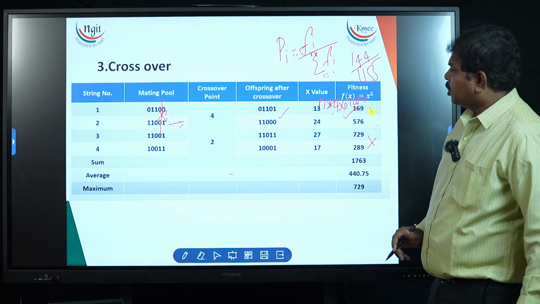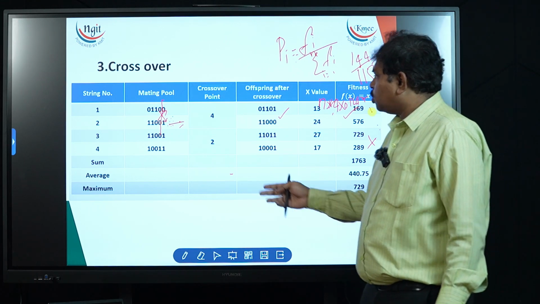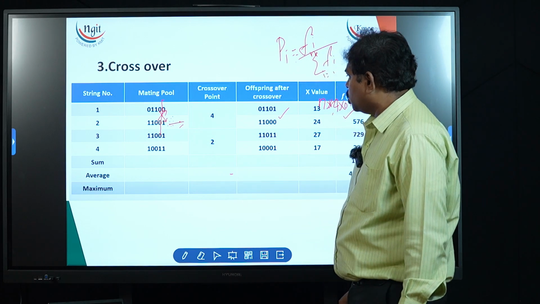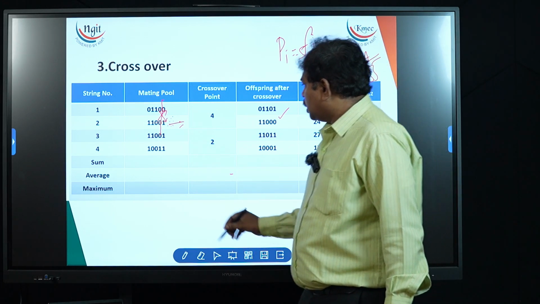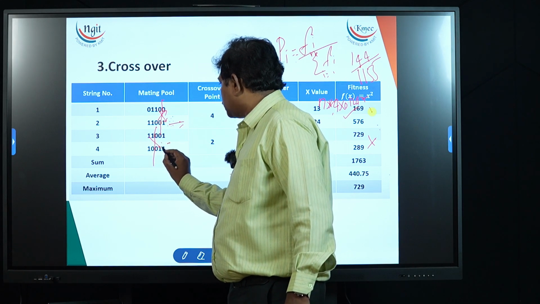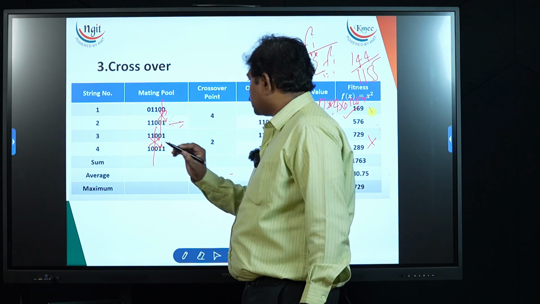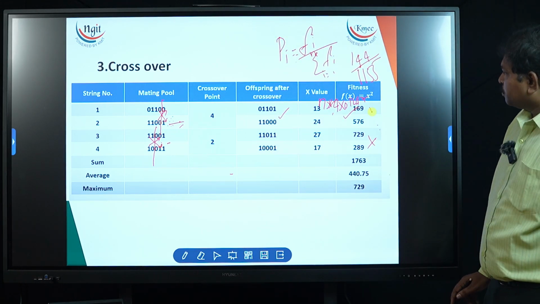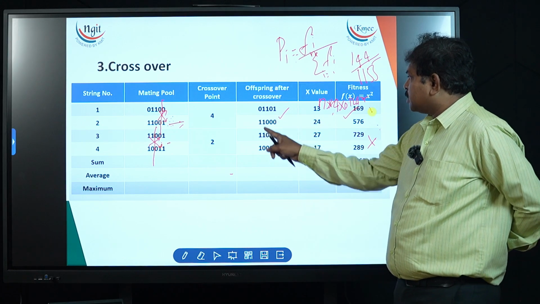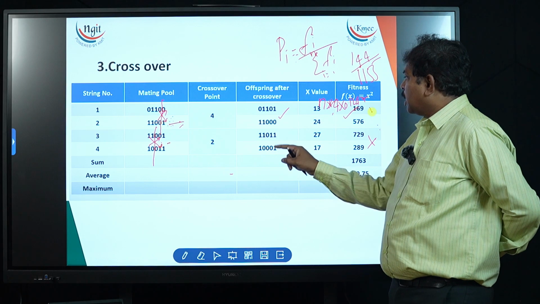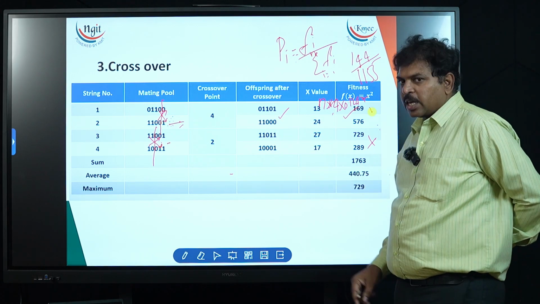Like this I took 2 random crossover points. The first I crossed at level 4, the second I crossed at 2. 2 means the second becomes the second point of crossover. From here I concatenate with this one, this part I concatenate with 0 0 1. Like this I made offsprings. After crossover I prepared offsprings. Then I converted these offsprings into the next generation of parents.